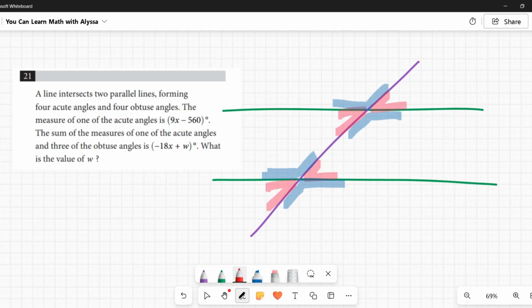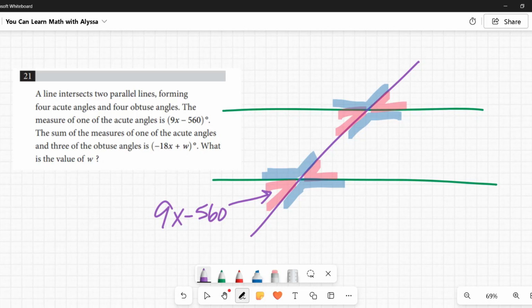This is true of all parallel lines and transversals. The measure of one of the acute angles is 9x minus 560. Okay, so these little acute angles, of which there are 4, and they're all the same, are 9x minus 560. The sum of the measures of one of the acute angles and 3 of the obtuse angles is negative 18x plus w. What is the value of w?